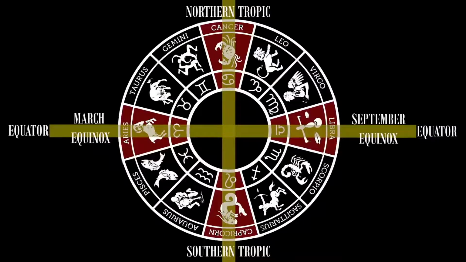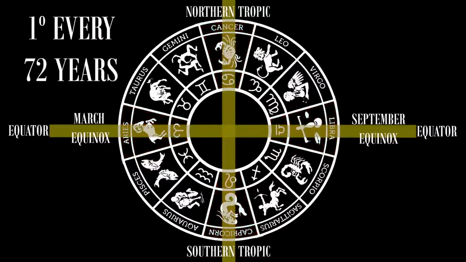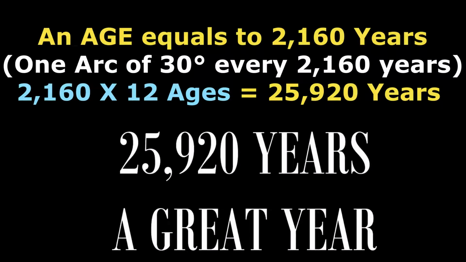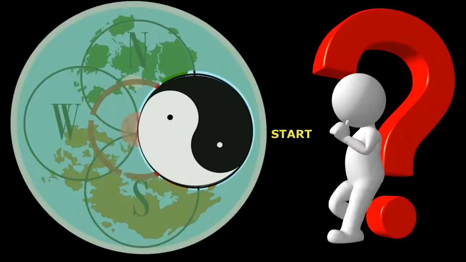Now the stars above us are revolving anti-clockwise from their usual fixed positions at 1 degree every 72 years and a whole zodiac arc every 2,160 years. This rotation keeps shifting one arc every 2,160 years, until the wheel makes a full circle, or what is known as a great year. A great year occurs when the zodiac wheel has made a complete turn, 360 degrees, in 25,920 years.